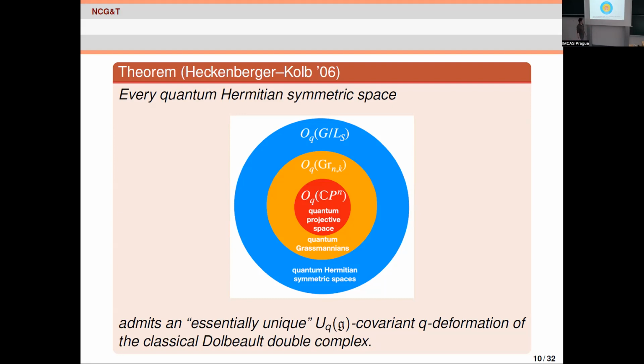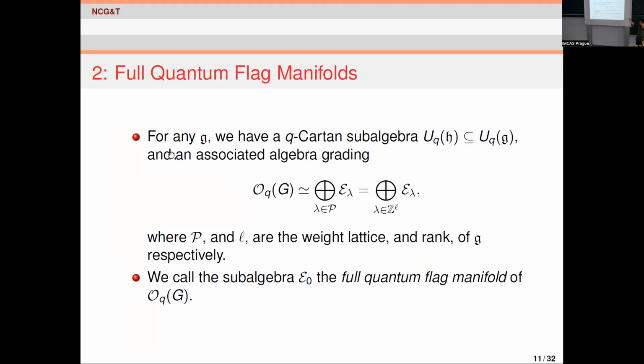Now, because these things have started to become reasonably well understood, there are still many questions we do not understand, but we understand enough that it's time to start seeing if we can extend beyond this. And let's look not at this quantum CP^N and so on.